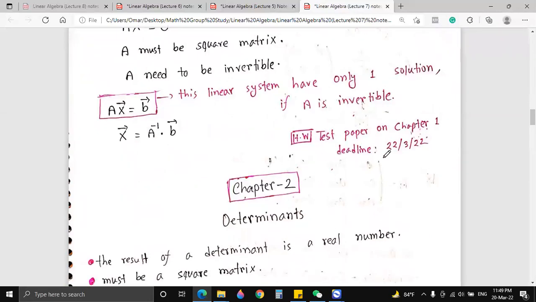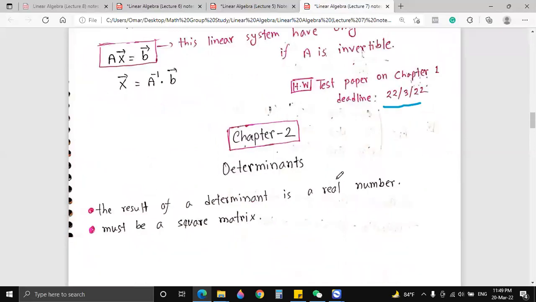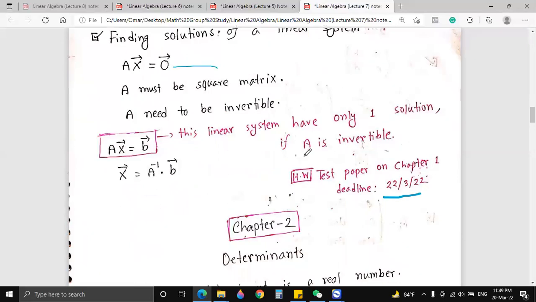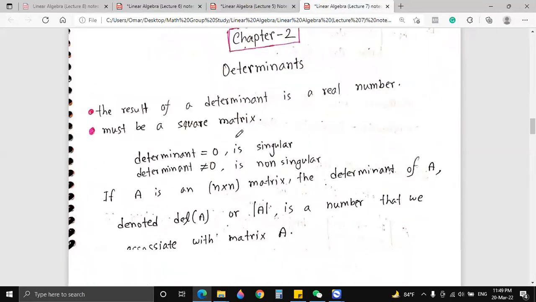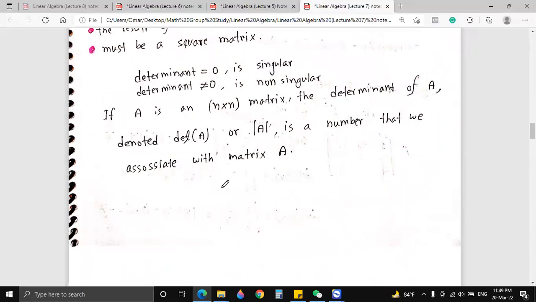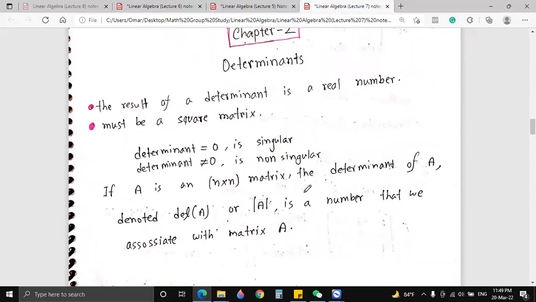So deadline is 22. Okay, fine. So our homework is this one, right? That one Zakira was talking about. Chapter 2, Determinants, non-singular.